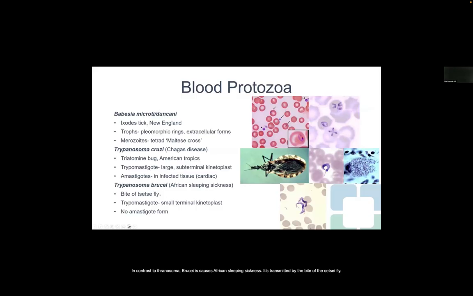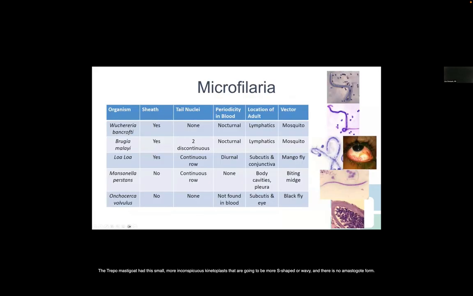In contrast, Trypanosoma brucei causes African sleeping sickness. It's transmitted by the bite of the tsetse fly. The trypomastigote has a small, more inconspicuous kinetoplast, and they're going to be more S-shaped or wavy, and there is no amastigote form. And the final slide I have is for blood and tissue microfilaria.